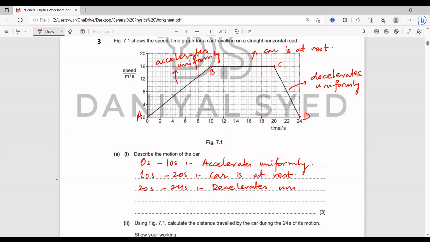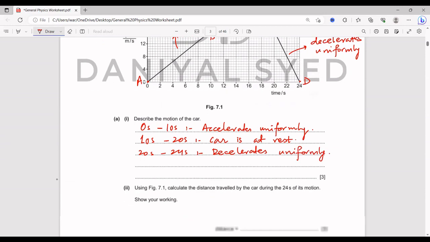So students, decelerate means constant negative acceleration. So constant negative acceleration is called deceleration.